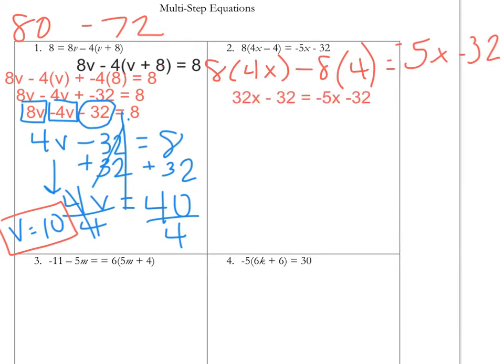Okay, so when I multiply 8 times 4x, I get 32x. And then bring down my subtraction. 8 times 4 gives me 32, equals negative 5x minus 32.